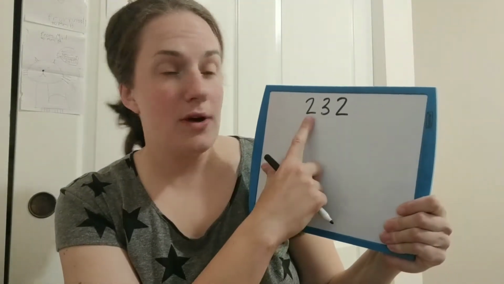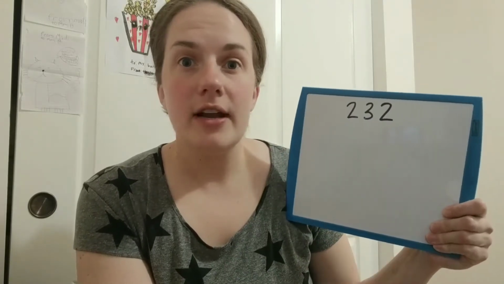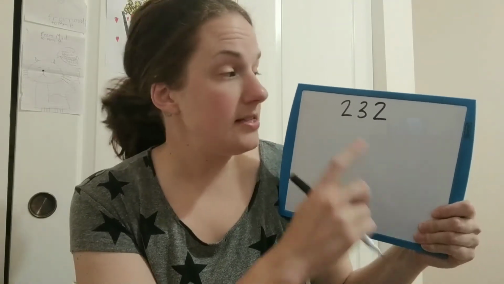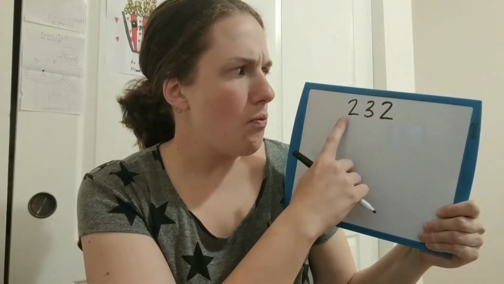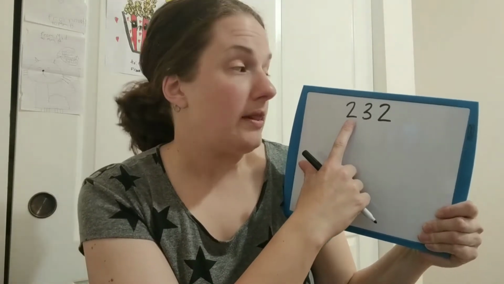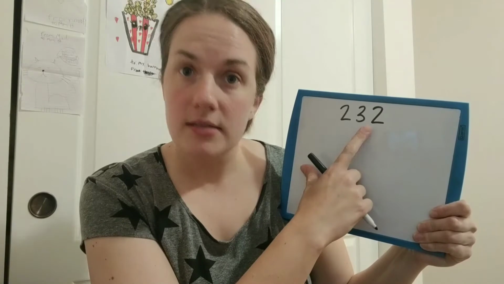Hi everyone, this week we're going to continue practicing place value in math. So I've written a number here. The number is 232. Remember last week we reviewed that every number is made up of digits. So this is a 3-digit number. This number is made up of the digits 2, 3, and 2 again. Place value helps us to understand what these numbers represent when they're in the hundreds place, the tens place, and the ones place.